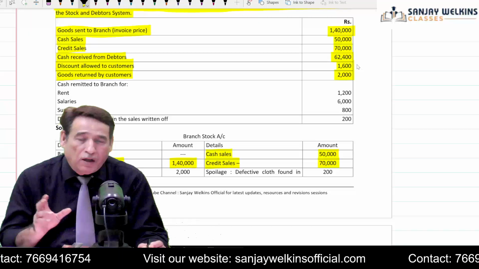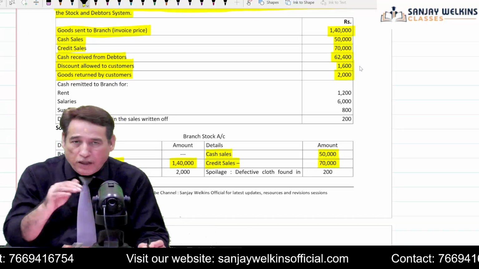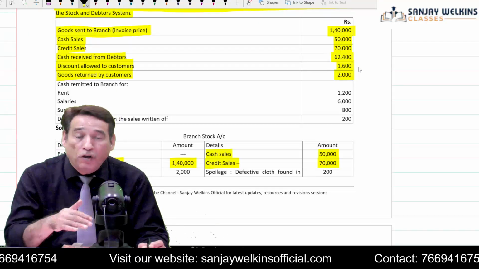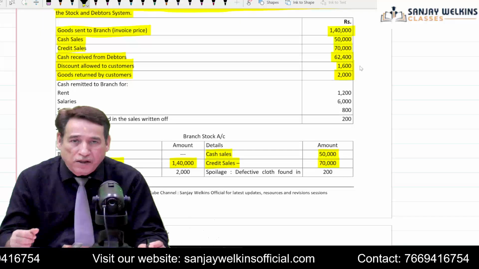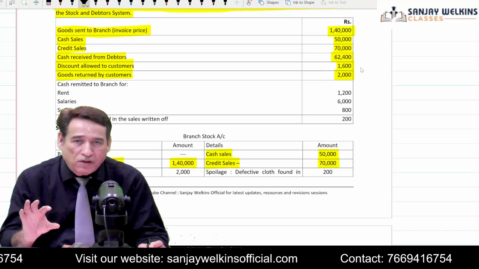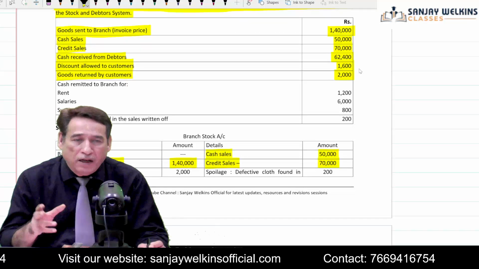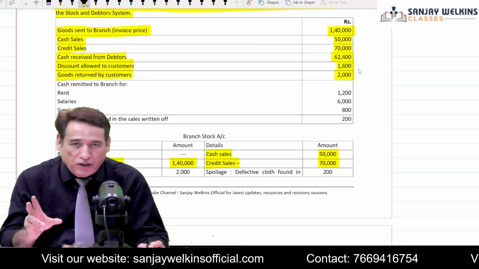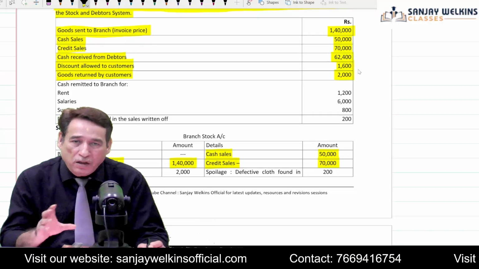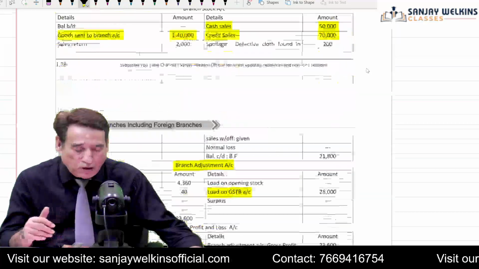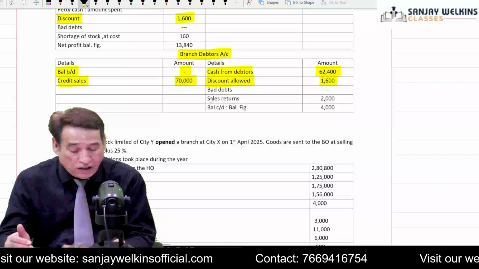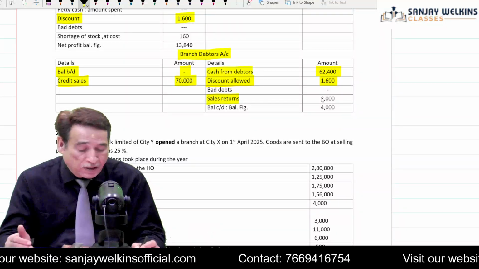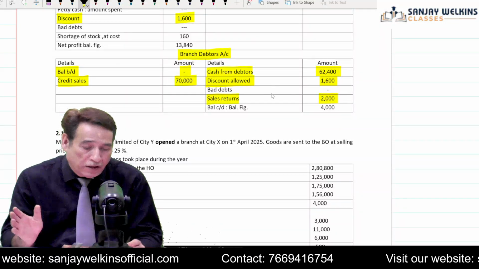If you remember, under the debtors system, goods returned by debtors we used to put only in the debtors account on the credit side, because it is a transaction between the debtors and the customer. In the first method, we used to put it only in the debtors account. But in this method, first of all, goods returned by debtors are termed as sales return. We will write it on the debtors account.